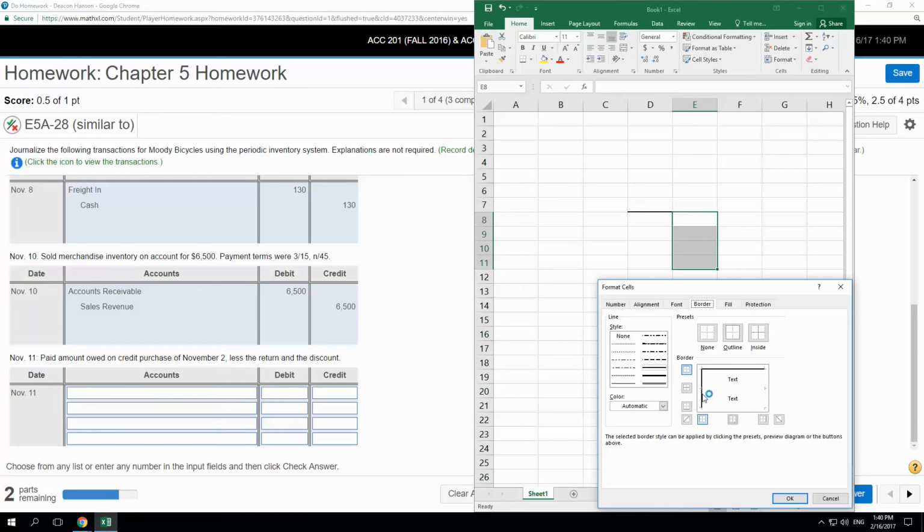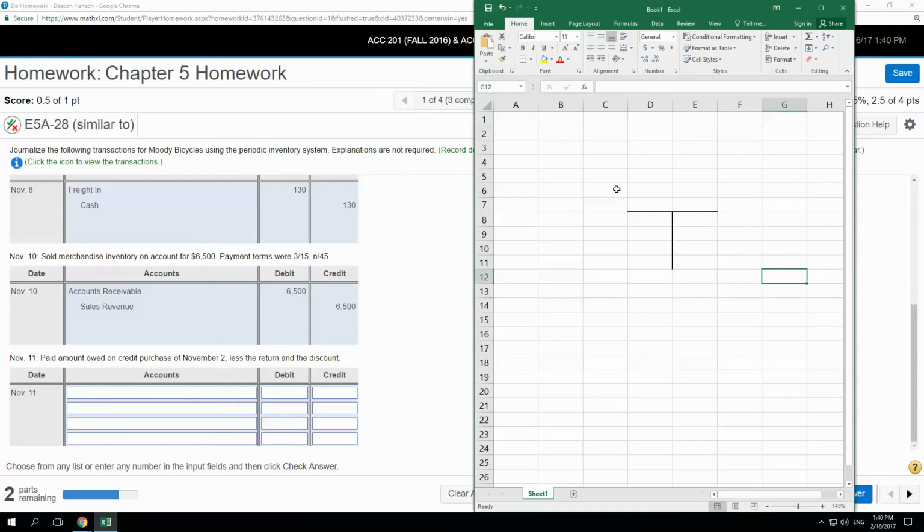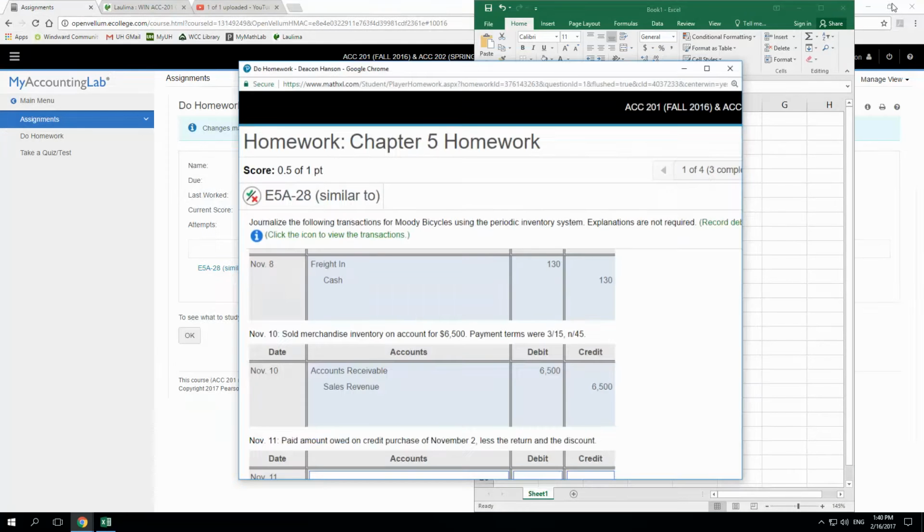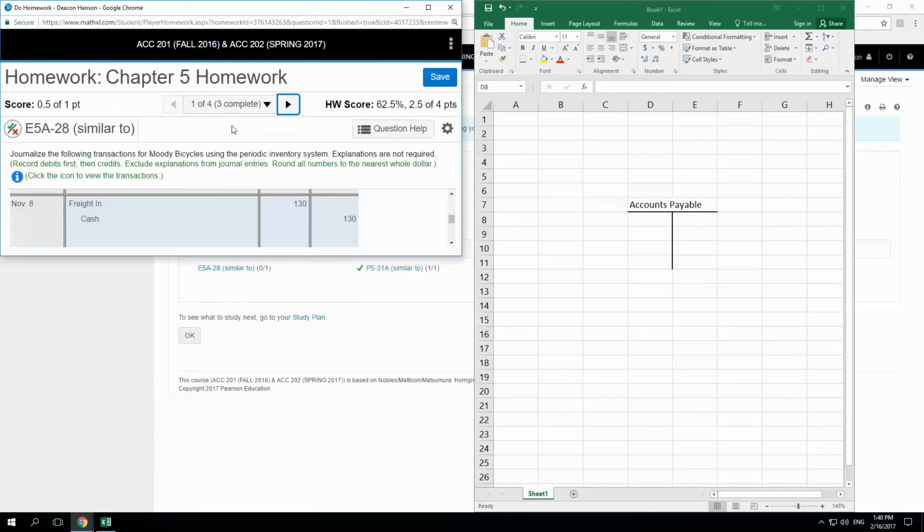But I kind of know from experience that I really like to just make a T account. We're going to call it accounts payable. And we're going to go back up. Let me make this smaller. We can have this side by side, yeah.